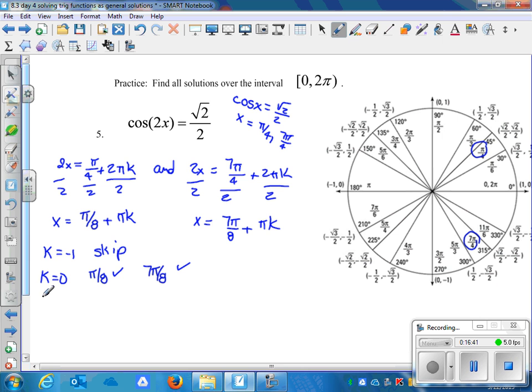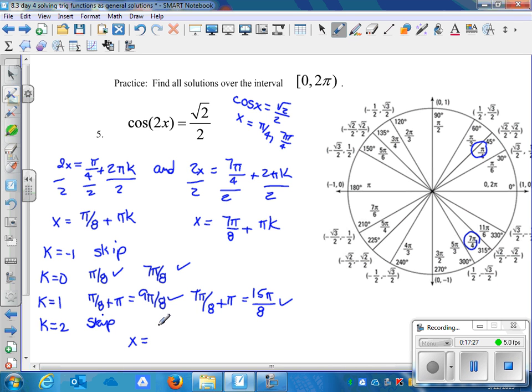Those both work. If k is 1, we have pi over 8 plus pi, which is going to be 9 pi over 8. And then we have 7 pi over 8 plus pi, which is going to give me 15 pi over 8. Those both work. And then we need to go see if k equals 2 will generate any values. Now, if we look at our general equation, if we put a 2 in here, that's 2 pi on that last term. 2 pi plus pi over 8 is going to exceed the value, and it will for the next one as well, so those are skipped. So your solutions for this one, there are 4 of them. We've got pi over 8, 7 pi over 8, 9 pi over 8, and 15 pi over 8.